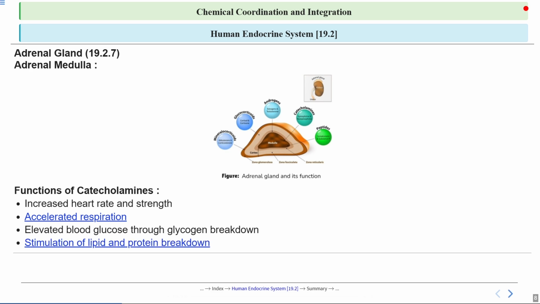Stimulation of lipid and protein breakdown. So when the body needs energy, it breaks down fats, or we can say lipids, and proteins into smaller molecules like fatty acids and amino acids, which are then used to produce energy through cellular respiration. So this process is stimulated when there is a lack of glucose or during periods of fasting, helping the body maintain essential functions and energy supply.